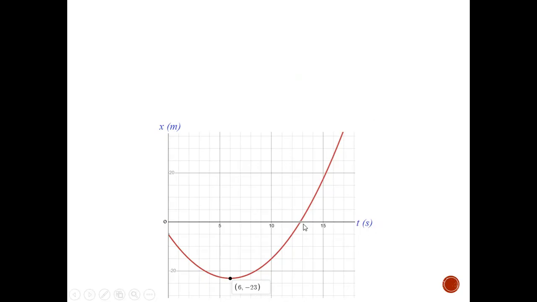So the first thing I notice here is that the graph has the y-intercept at about -5, right? There's that dot right there. And then here is the black dot, here's the vertex, and that's at (6, -23). So essentially, this is how you interpret this information. Well, how do you know if an object's moving left, right, or stationary to begin with? All you have to do is look at the graph.